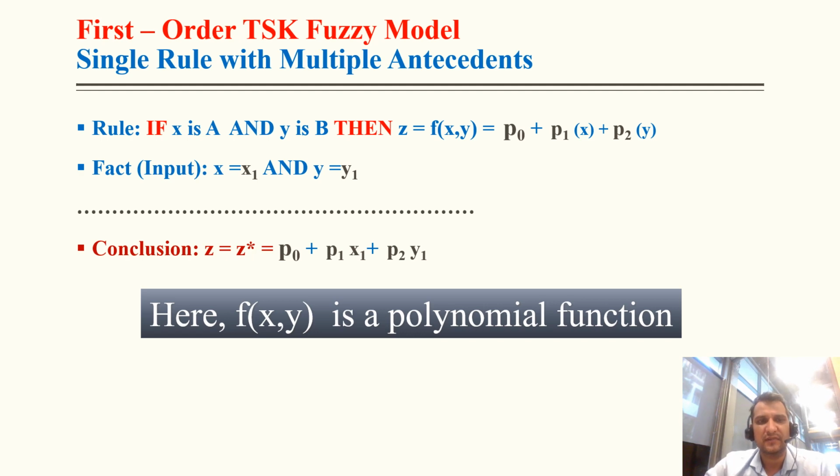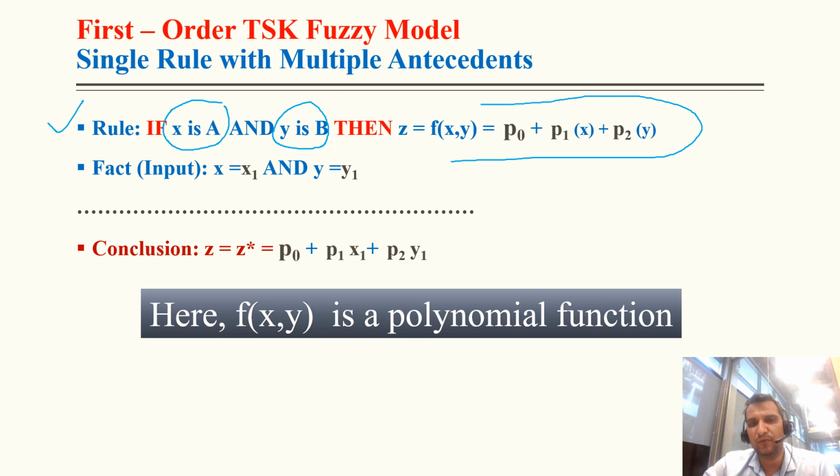In the same fashion, a single rule, but in this case with multiple antecedents. X is A, Y is B, therefore multiple antecedents. Now the output will be equal to this one, P0 plus P1x plus P2y. So I want to calculate my output when x is equal to x1 and when y is equal to y1. So this will be applicable.